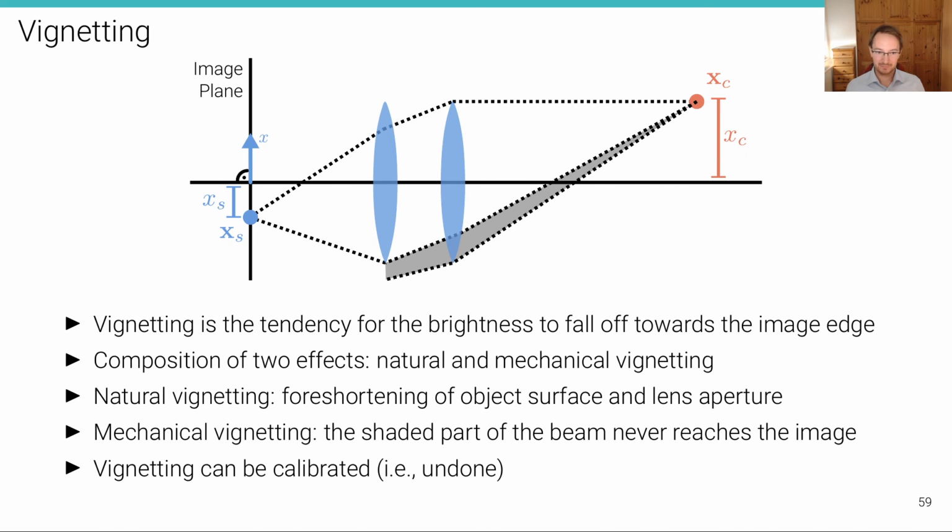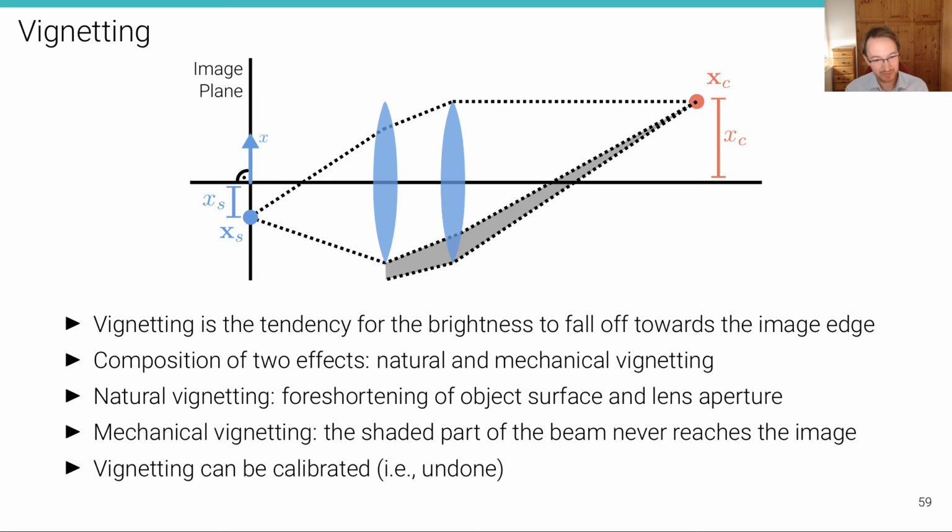Another effect that's visible in many images that you're looking at is so-called vignetting. Vignetting is the tendency for the brightness to fall off towards the image edge. And I'm going to show an image on the next slide. Vignetting is the composition of two effects. There's natural and mechanical vignetting. Natural vignetting is the foreshortening of object surfaces and lens aperture.